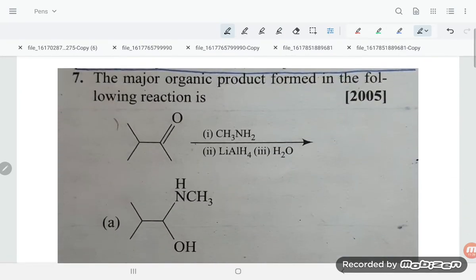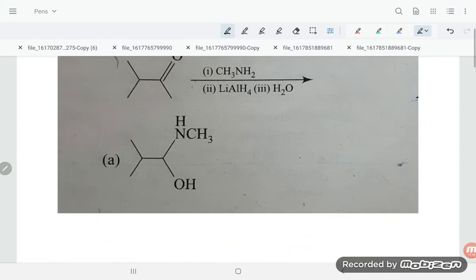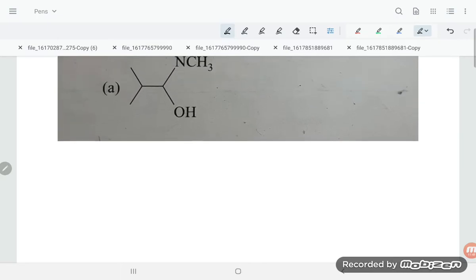Next one, let us see the major organic product formed in the following reaction. The ketone is there, and you are treating it with methylamine and lithium aluminum hydride, second, and third one is H2O. So they are asking what product it is going to give. Okay, so let us see, students. This is our compound.